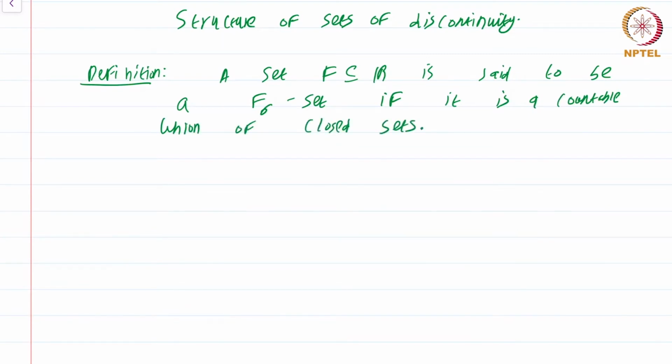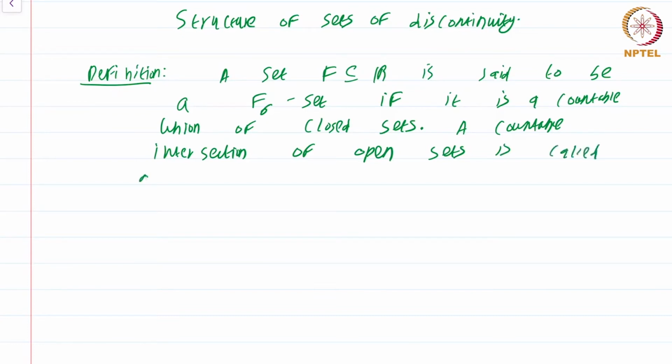Recall that an intersection of closed sets is always closed and a finite union of closed sets is closed. So a countable union of closed sets need not be closed. I have given an example before. So a countable union of closed sets is what is known as an F sigma set. A countable intersection of open sets is called a G delta set.